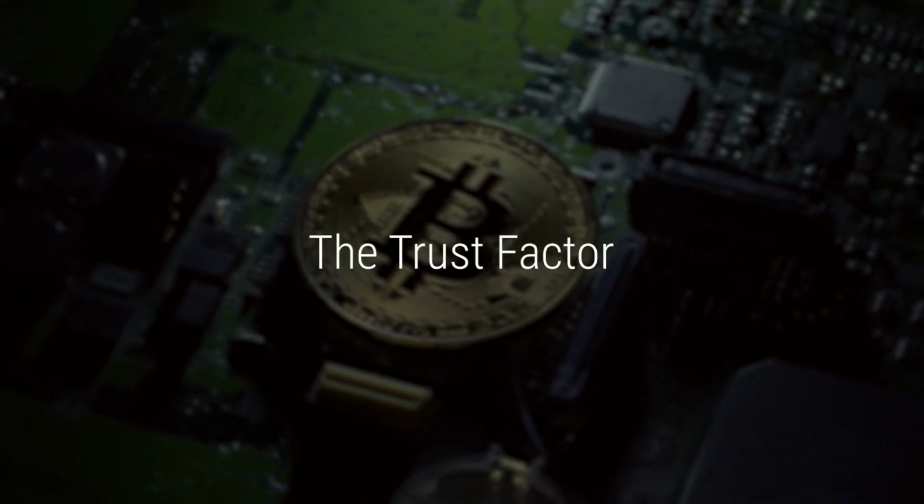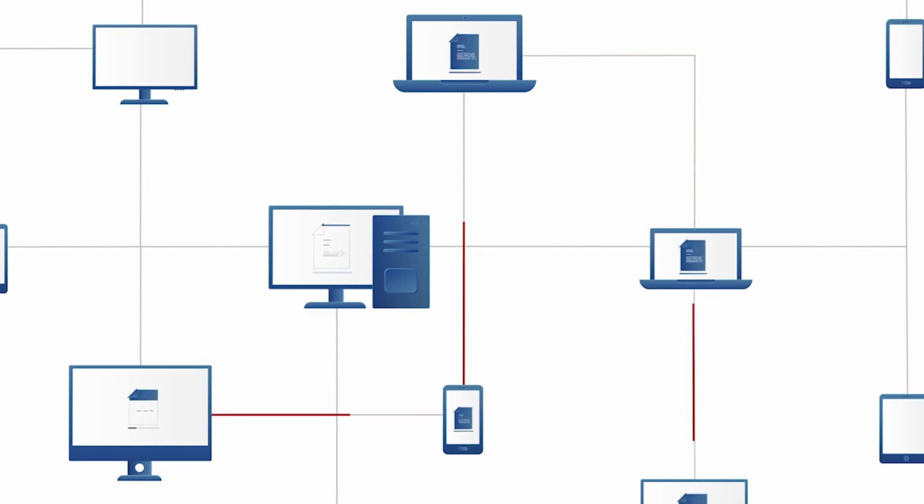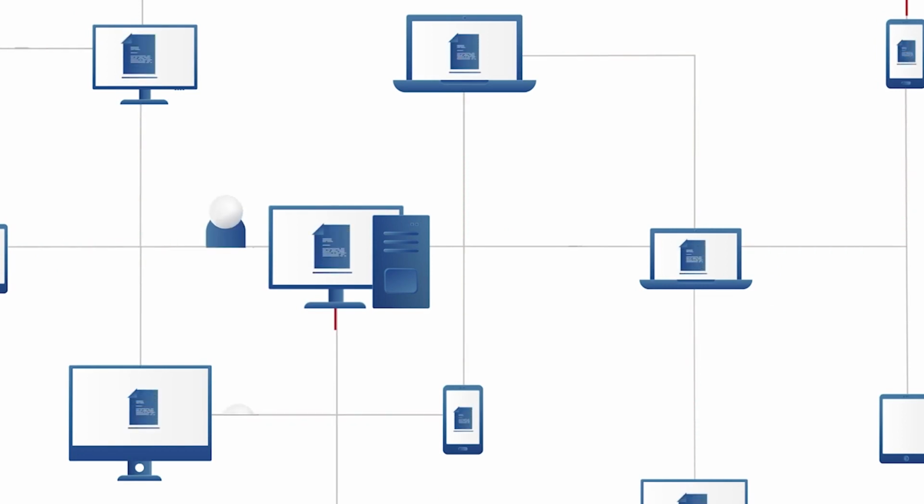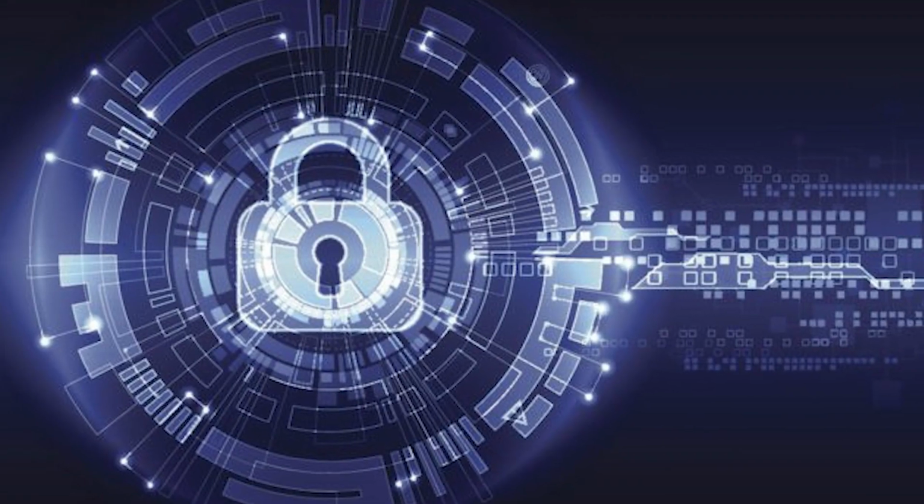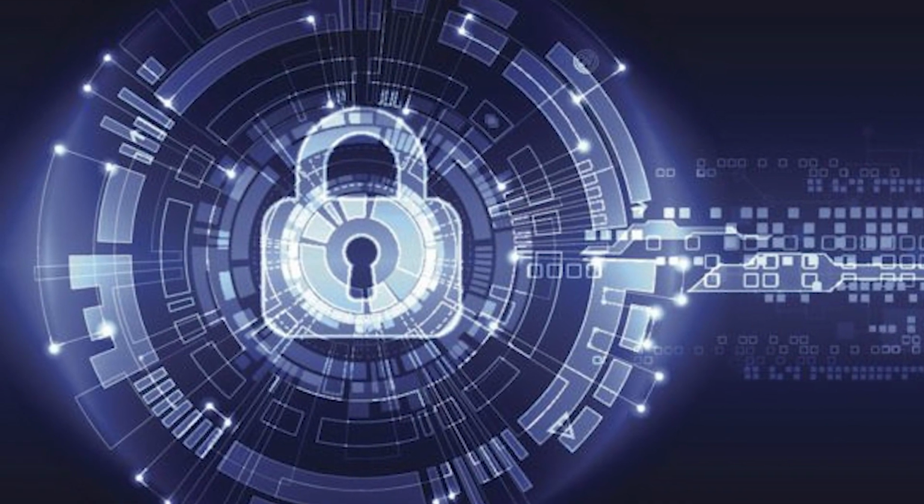The trust factor. One might wonder, in this decentralized system where no banks or intermediaries are involved, how can trust be established? The answer lies in cryptographic algorithms and private keys. These cryptographic keys provide ownership and control over Bitcoins, enabling secure and private transactions.